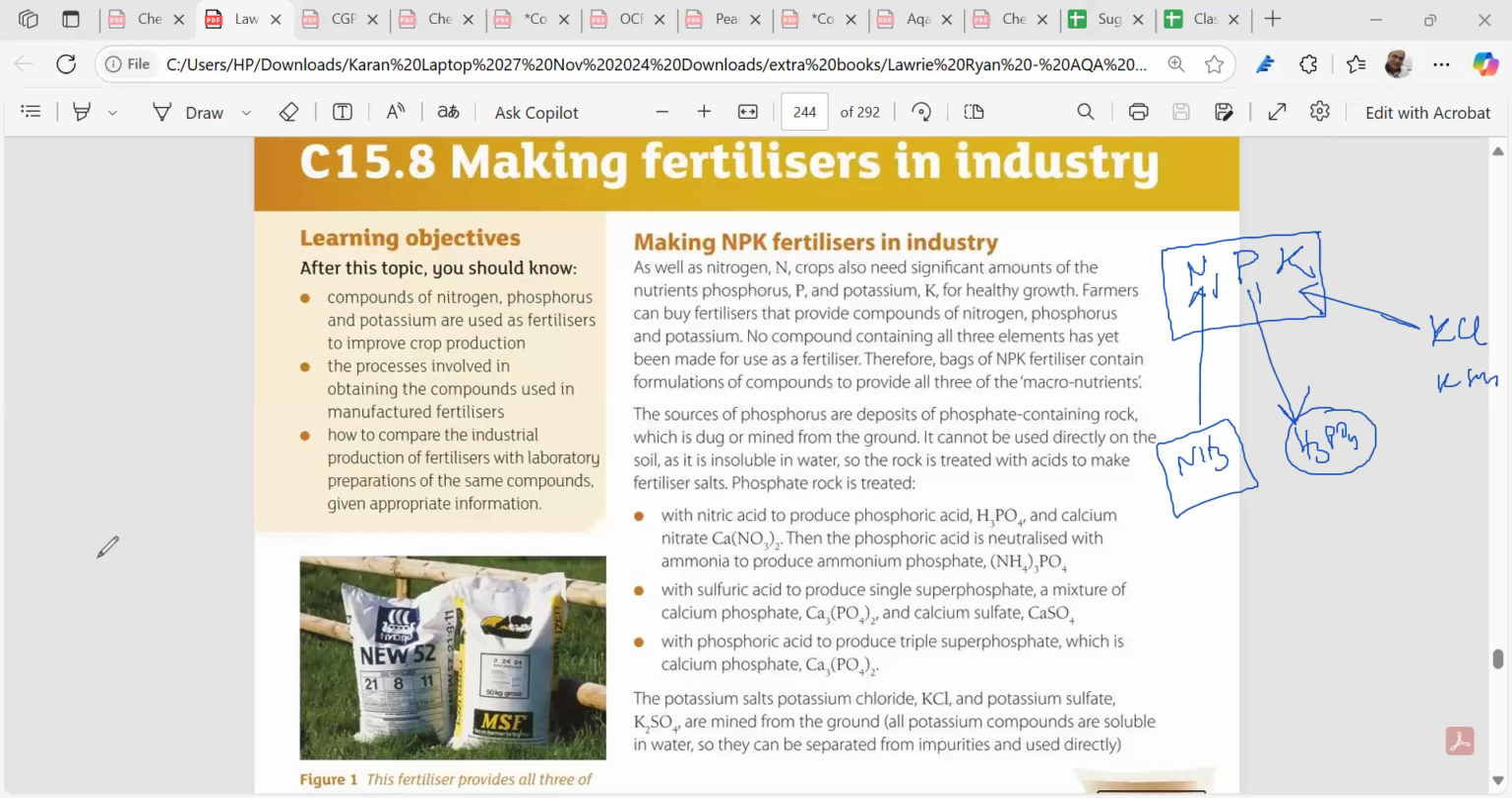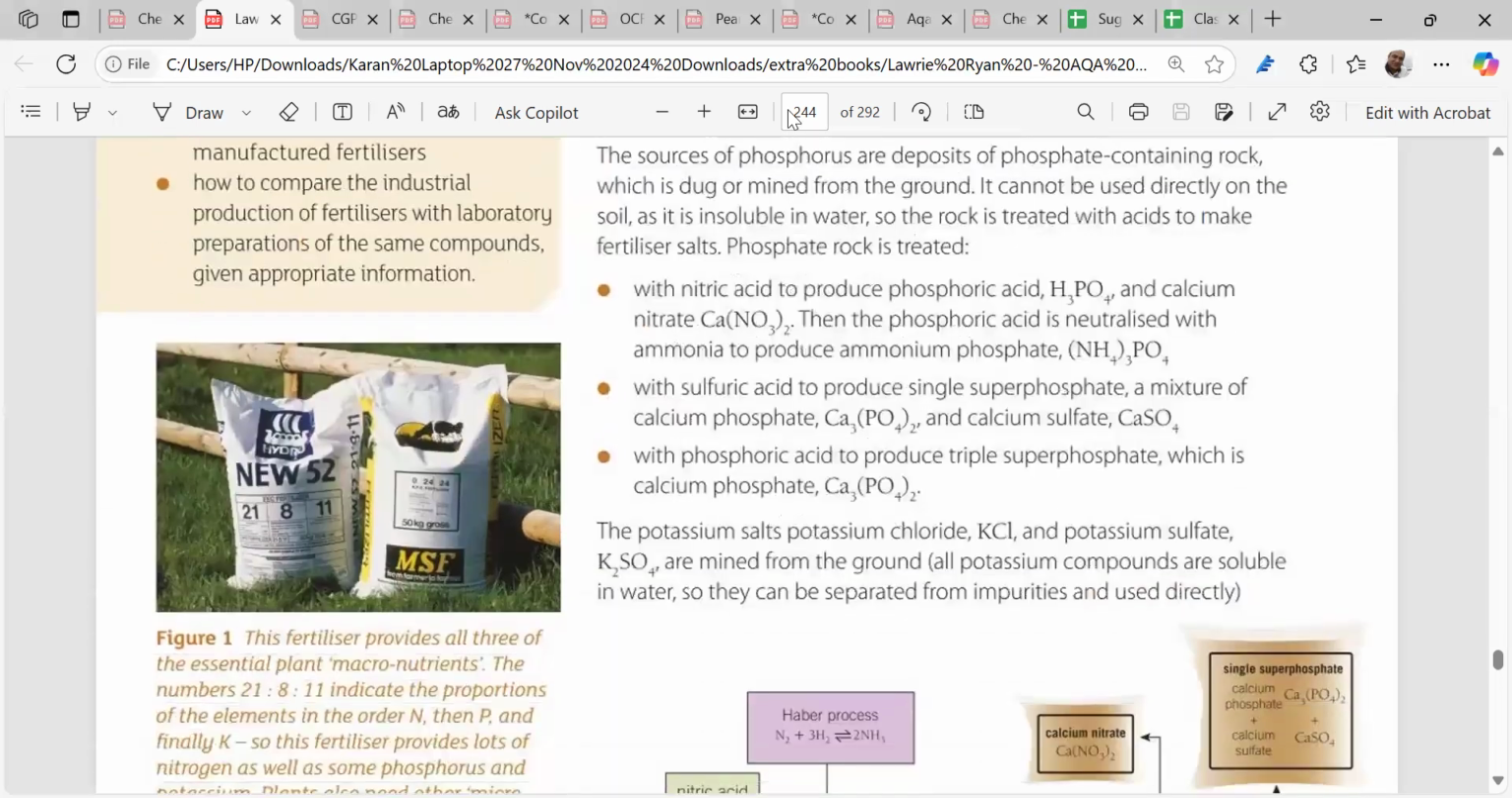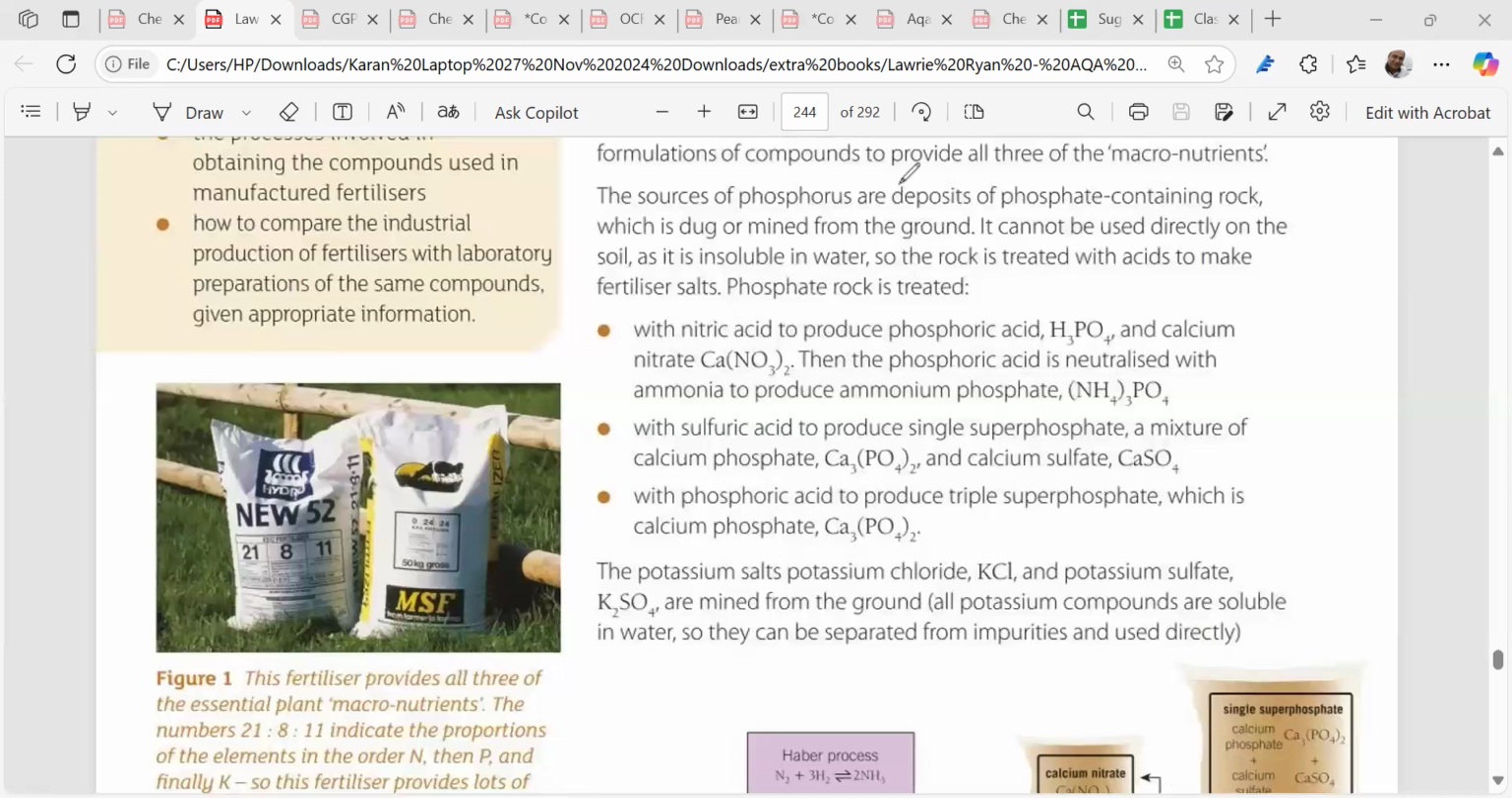Now, we know where the nitrogen fertilizers are coming from, right? We are now going to the source of the phosphorus fertilizers, right? Phosphorus is obtained from phosphate containing rock. Now, phosphorus containing compounds cannot be directly used. This is very important. They cannot be directly used because they're insoluble in water, right? Thus, fertilizer should be soluble in water so that the plants can extract it through water from the roots, right? Phosphorus compounds or phosphate are insoluble in water. So we have to convert the phosphate rock to a soluble form.